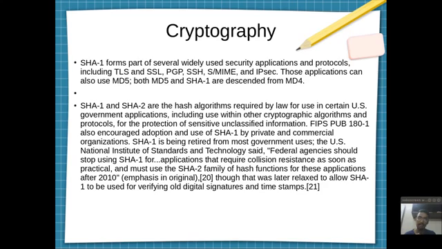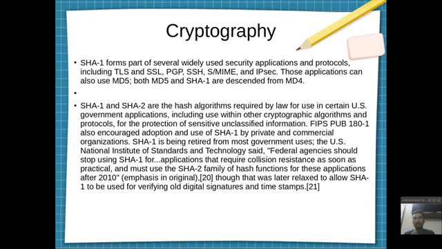Now coming on to the applications. What are the applications of cryptography? SHA-1 forms part of several widely used security applications and protocols including TLS, SSL, PGP, SSH, S/MIME, and IPsec. Those applications are also used in MD5. Now, what are MD5 and SHA? MD5 and SHA are both descendants of MD4.